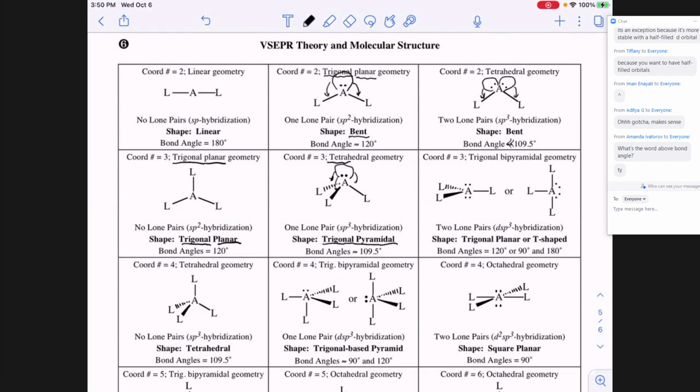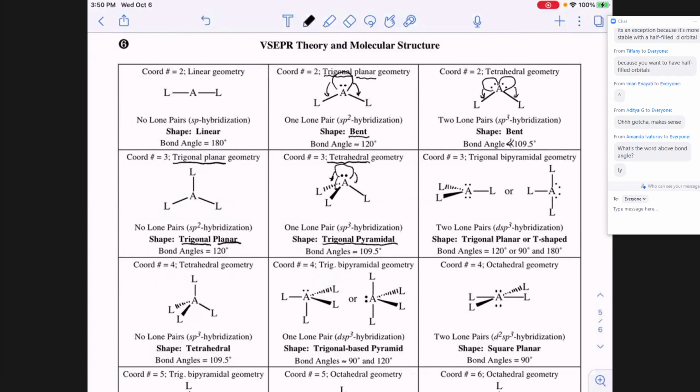So the geometry is different than the shape. When we talked about groups of electrons, that helps you determine the geometry, not the actual shape. The number of lone pairs you have will help you determine the shape. Okay.